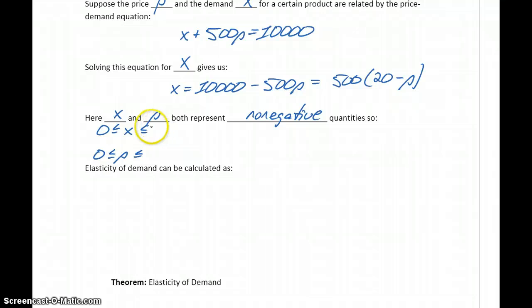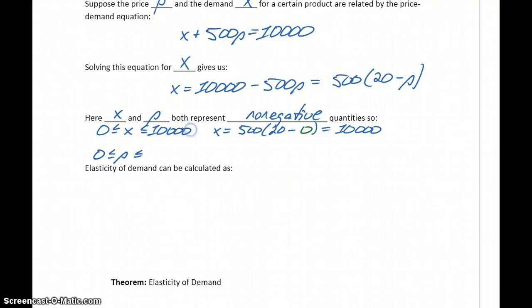So what's our largest and smallest possible values for demand and price? In order to find that, what we do is just set the other variable equal to 0. So for instance, we would take X equals 500 times (20 minus, and then in place of price, we'll plug in a price of 0). So essentially, if we were giving our item away for free, so charging people no money for it, then we would have a demand of 500 times 20, or 10,000. So X is going to be bounded between 0 and 10,000.